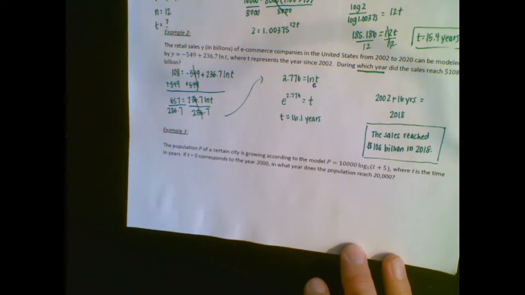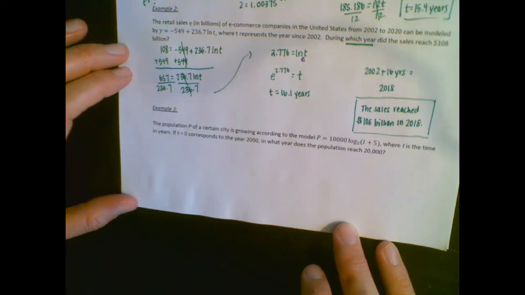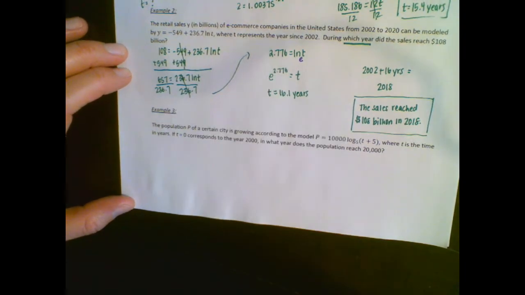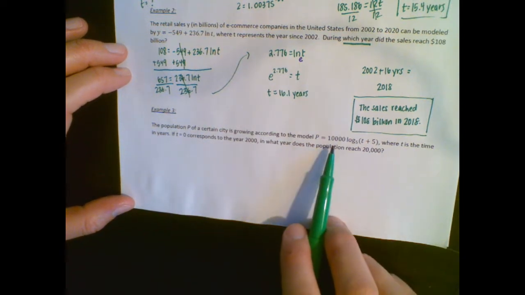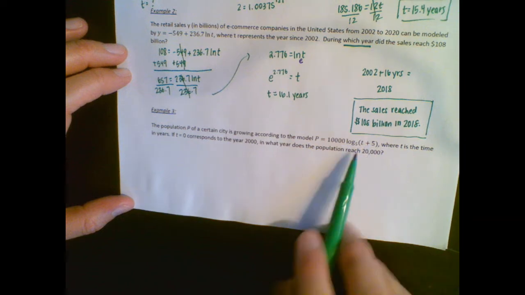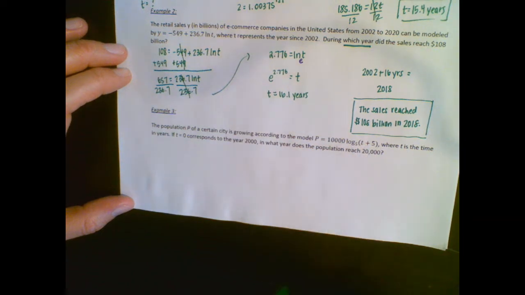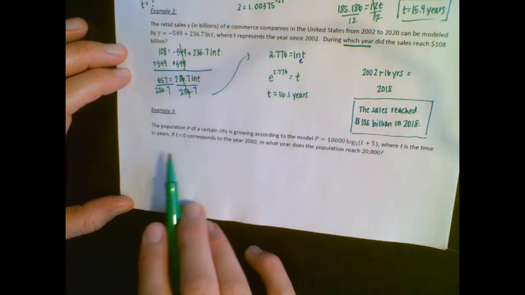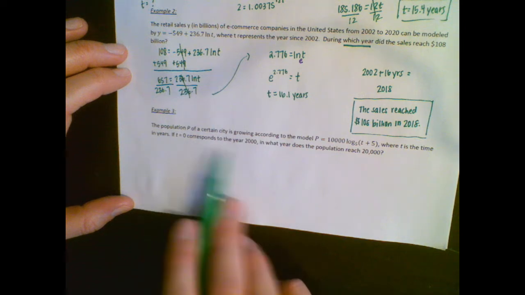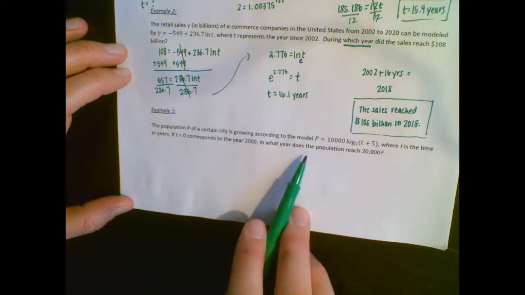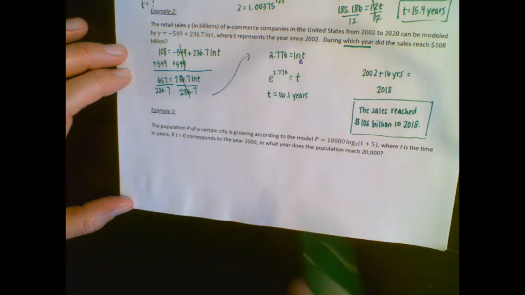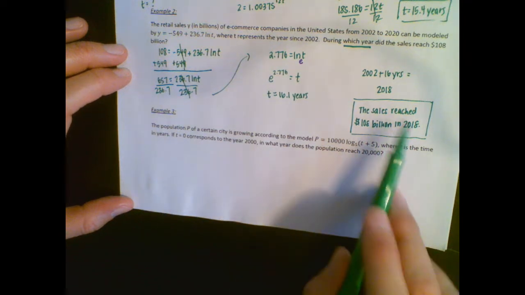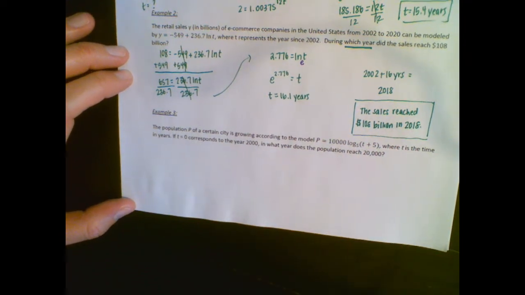And you'll notice that the next example looks pretty similar. It's kind of asking for the same information, but our equation again is going to be a little bit different. So the population P of a certain city is growing according to this model. P is equal to 10,000 log base 5 of T plus 5. So now we're dealing with a log base 5, where T is the time in years. If T equals 0 corresponds to the year 2000, in what year does the population reach 20,000? So again, it's asking us in what year. So our answer is going to look pretty similar to the last example.